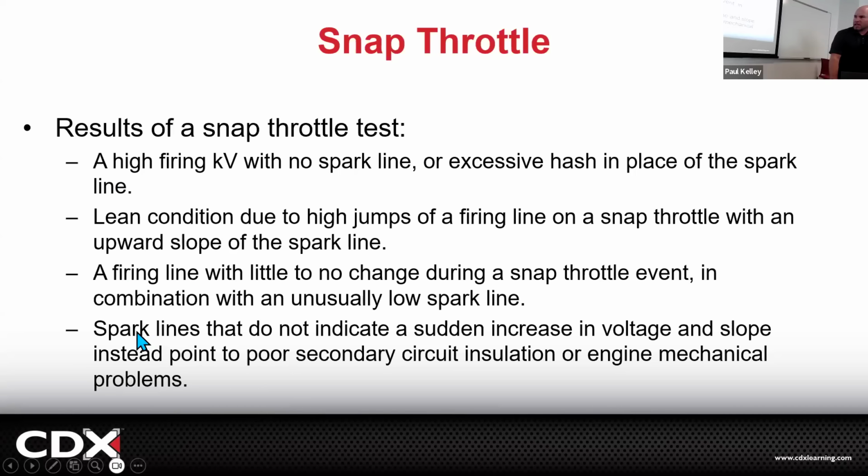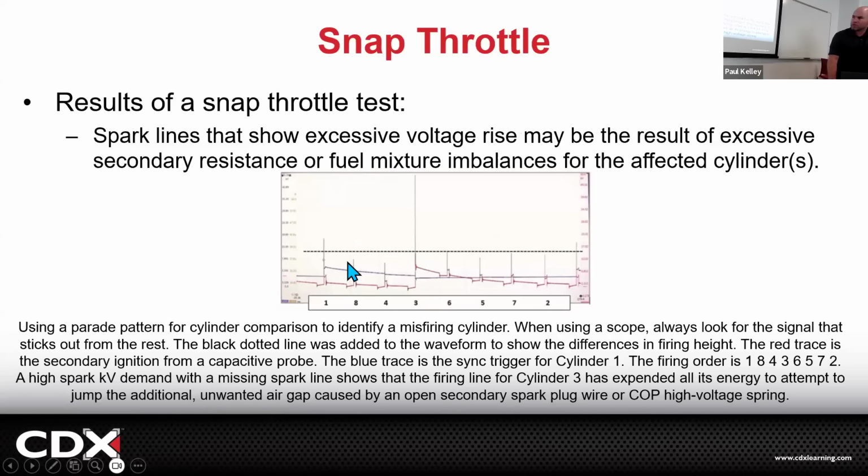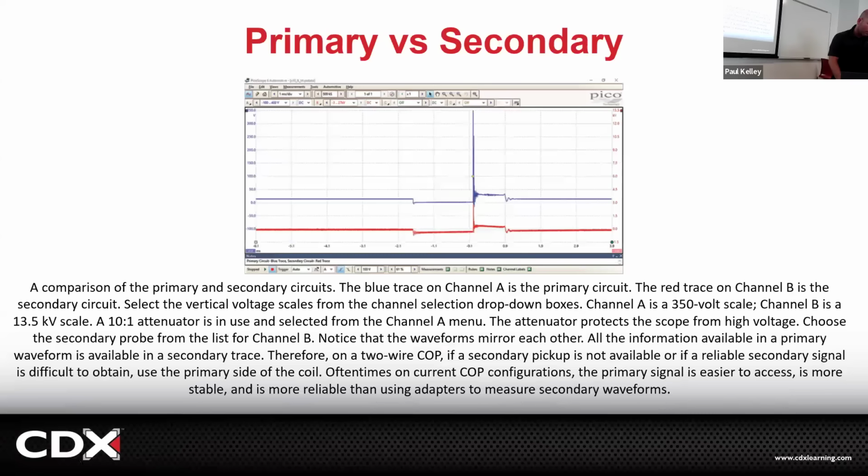Generally, if you do the snap test and the spark line doesn't indicate an increase in voltage and slope, it could point to poor secondary circuit insulation or engine mechanical problems. So the snap test would be a good test to do. Here's all the cylinders. On this one, it looks like we had excessive cylinder secondary resistance right here on this cylinder. These ones look decent, and then this one really fell apart. So that would point out we've got an issue with cylinder 3. Maybe we've got excessive resistance in there, or it could be excessively lean.